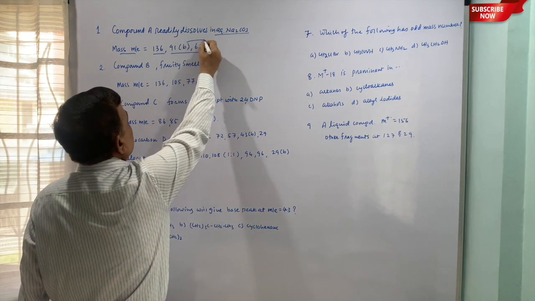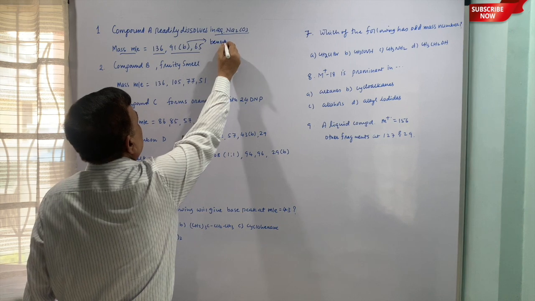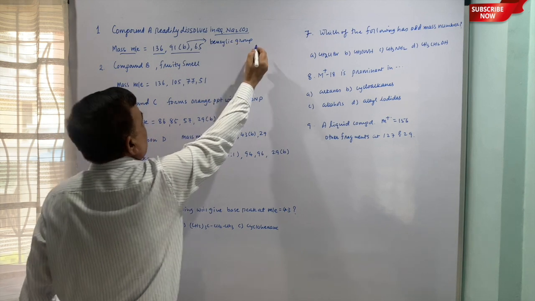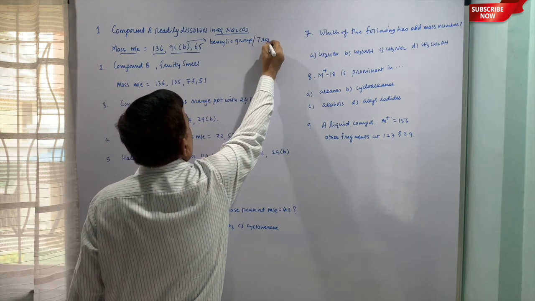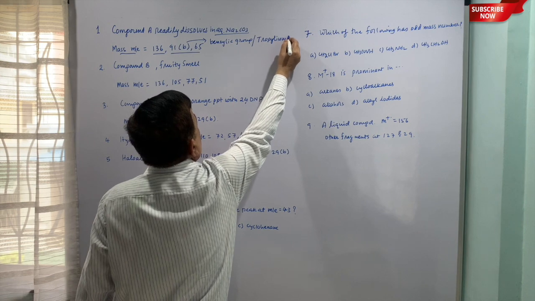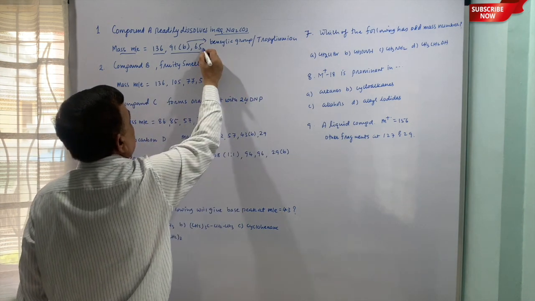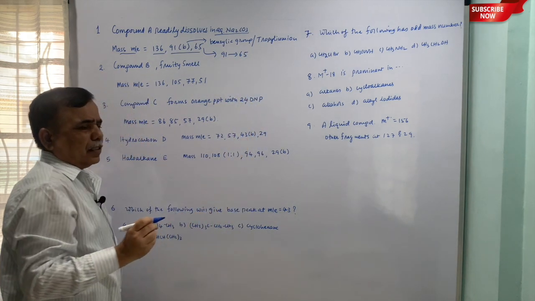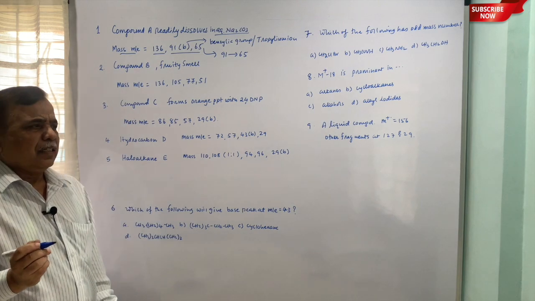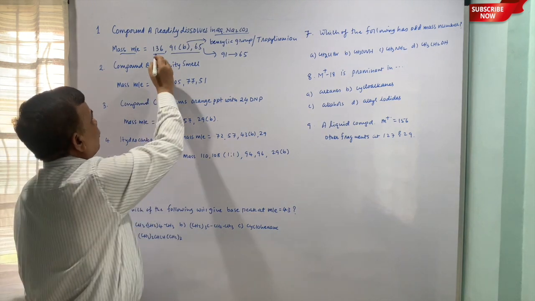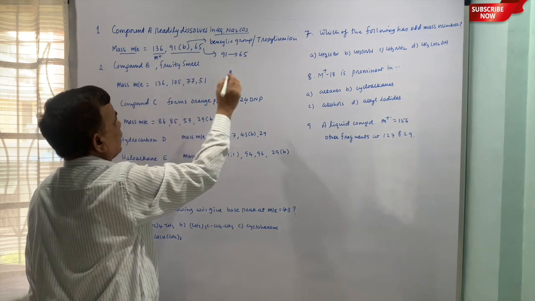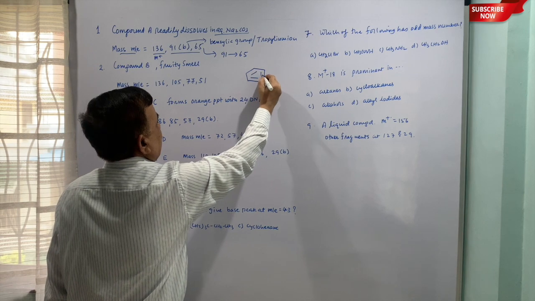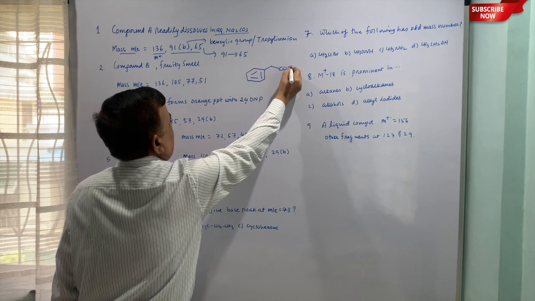91 suggests the benzylic group, and precisely the tropylium ion. 65 is generated from 91. So 91 to 65 we have seen, that is the cyclopentadienyl cation, and 136 looks like M plus radical. So if you combine all those things together, it is COOH.